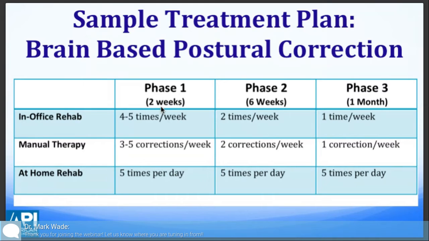And then phase 2 is going to be 6 weeks. So in-office rehabilitation is going to be twice per week, 2 corrections per week, and then 5 times per day with that at-home rehabilitation. And then recognize that they're going to change their exercises from phase 1 to phase 2. And then phase 3 is for 1 month, and that's going to be once per week for in-office rehabilitation, 1 correction per week, and 5 times per day still for the at-home rehabilitation. And again, with each phase, there's going to be different exercises that are based upon more complexity and more difficulty to keep the patient progressing forward.